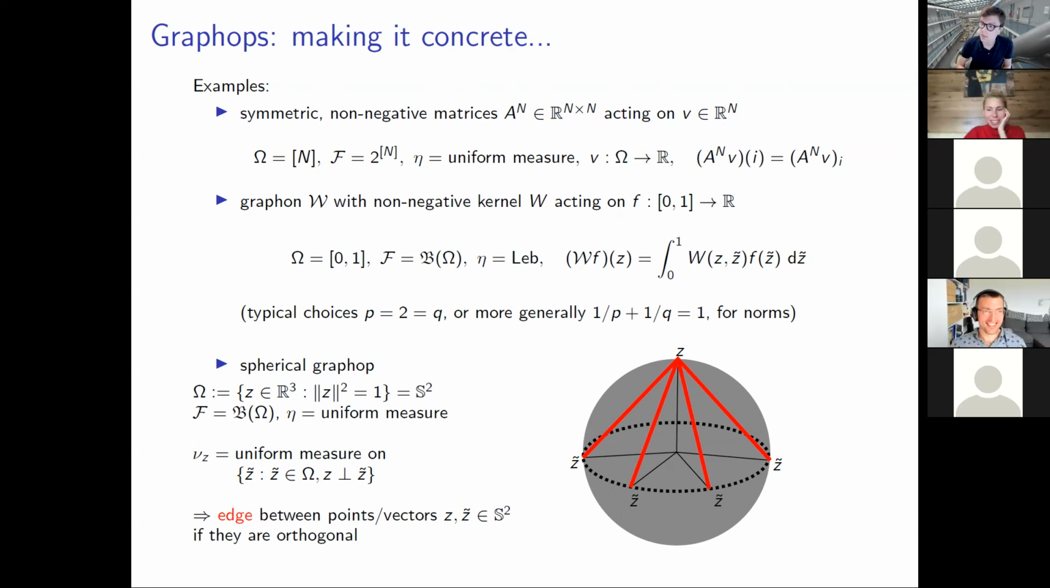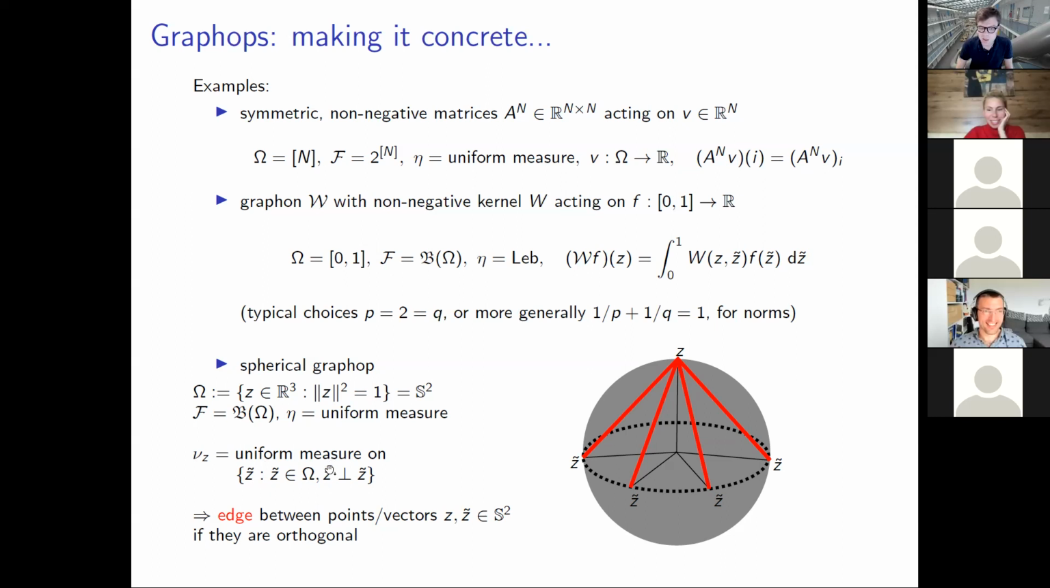So here is an example. It's the spherical graphop. This is a graph of intermediate density. Again, you can interpret this as a graphop. You take as a space the unit sphere, then you take the usual Borel sigma algebra and the uniform measure over the unit sphere. Let's suppose we now describe this graphop via its fiber measures. Just for practice, we put a uniform measure on all the z, so that z is actually in the sphere, and the index z is actually a vector.